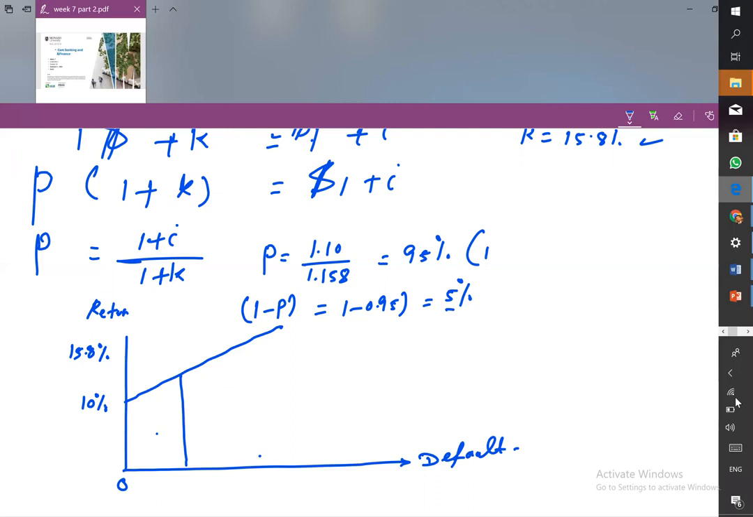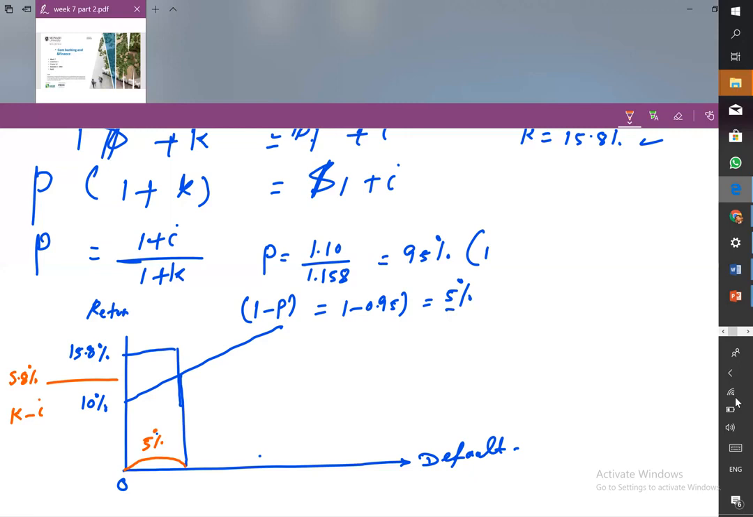This area now, if you look at it, is 5%. For defaulting of 5%, I'm receiving a difference of 5.8%, which is the difference between K minus I. This is how you get the premium. So if I know the probability of defaulting, I can actually calculate the premium.